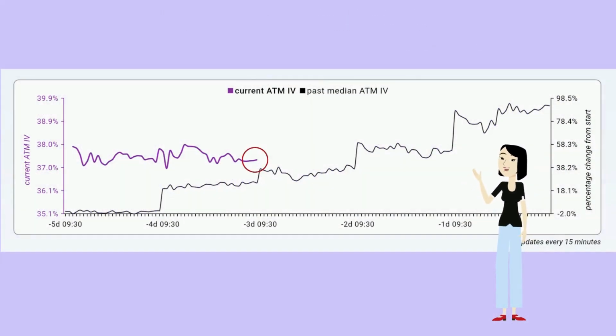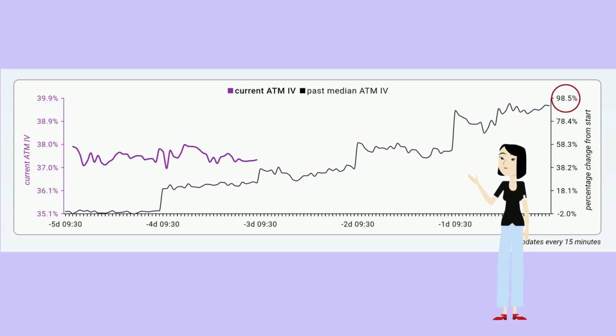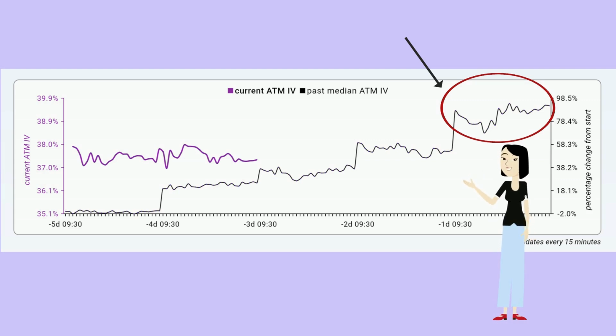The current IV sits around 37%, 3 days before the earnings release. When we began tracking 5 days out, it was roughly 38%. Historically, by this point in the pre-earnings cycle, IV tends to have increased by about 18% from its starting level. It typically reaches around 98% before earnings, nearly doubling over the 5-day span. So far, the current IV is closely tracking the historical median trend, remaining relatively flat. But if the past is any guide, the biggest spike often occurs on the final trading day before earnings.